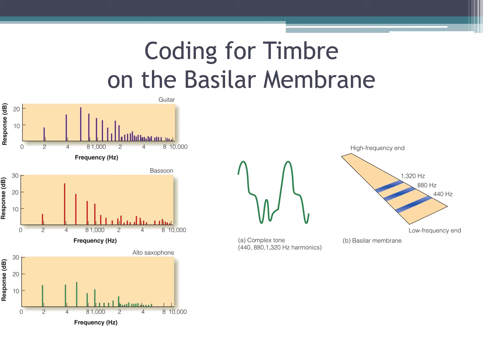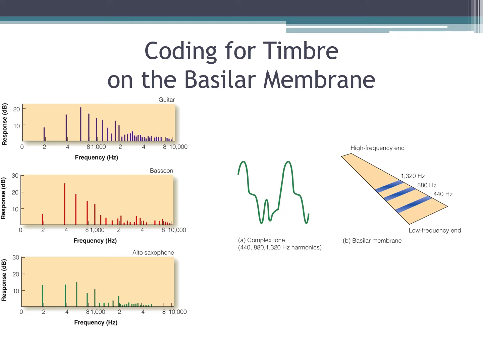If we look down through those, the top one is showing the amplitudes for the guitar. The middle one is showing the amplitudes of those harmonics for the bassoon. And the bottom one is showing the amplitudes of those different frequencies, those different harmonics, for the alto sax. Well, what's happening on the basilar membrane?